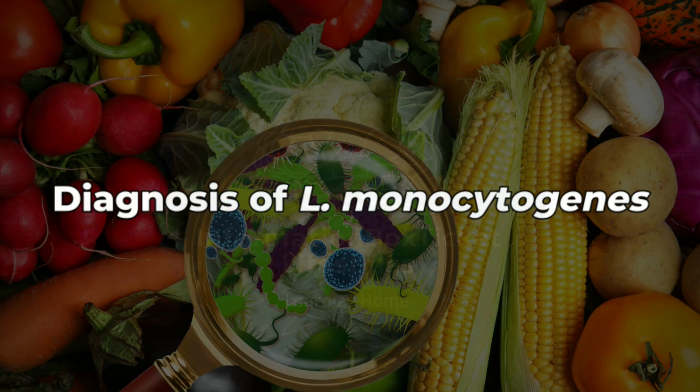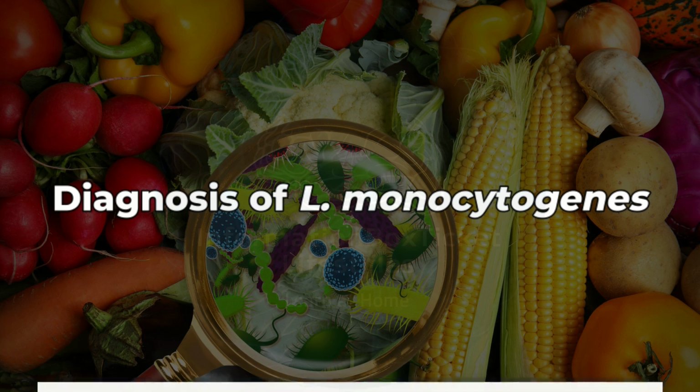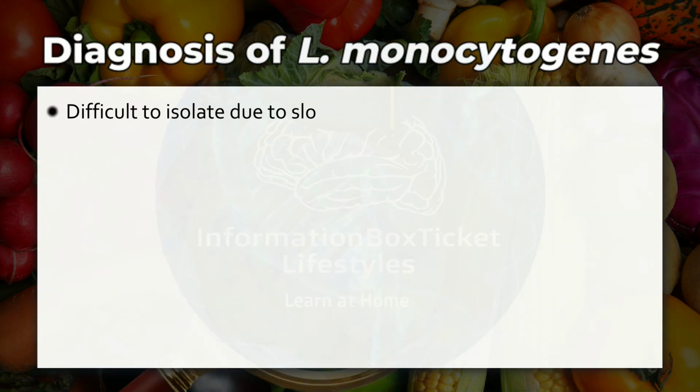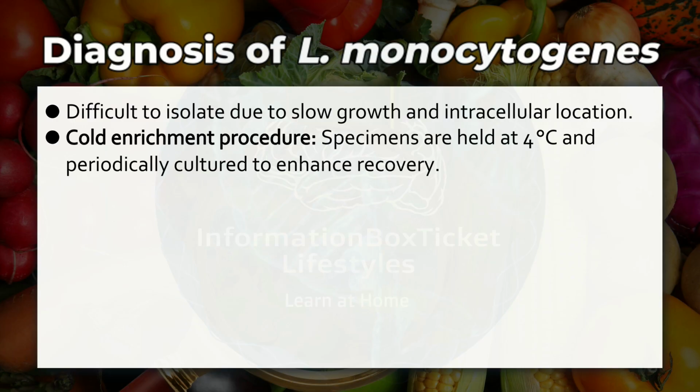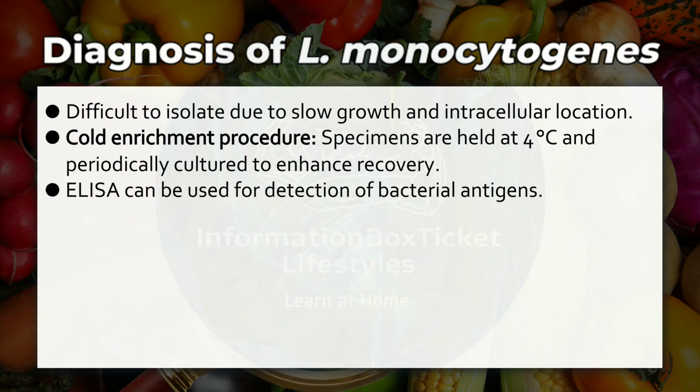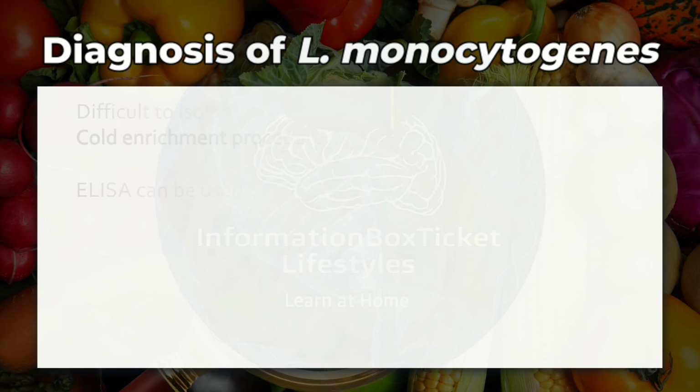Diagnosis of Listeria monocytogenes. Difficult to isolate due to slow growth and intracellular location. Cold enrichment procedure: specimens are held at 4 degrees Celsius and periodically cultured to enhance recovery. ELISA can be used for detection of bacterial antigens.